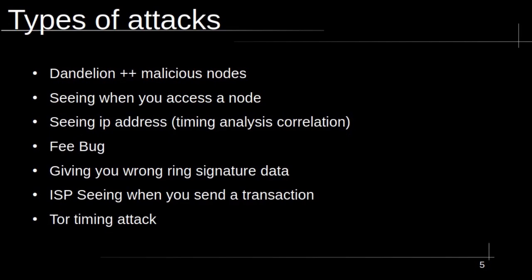Another thing is malicious nodes can give out wrong ring signature information. We'll go into more detail on that later.